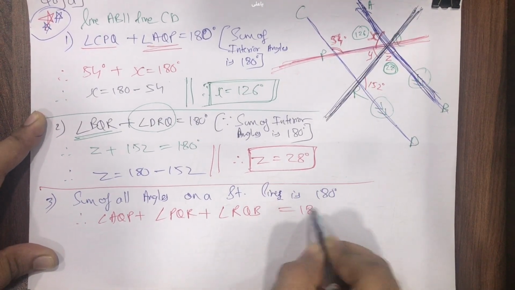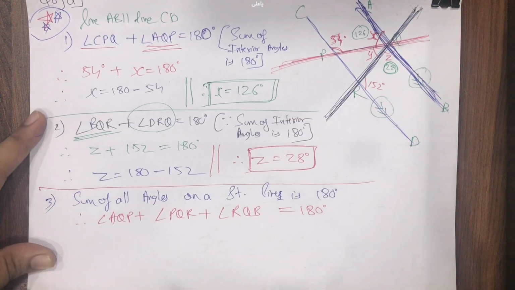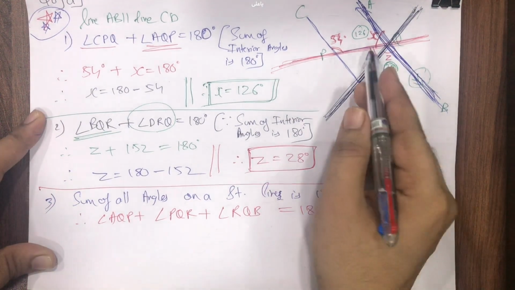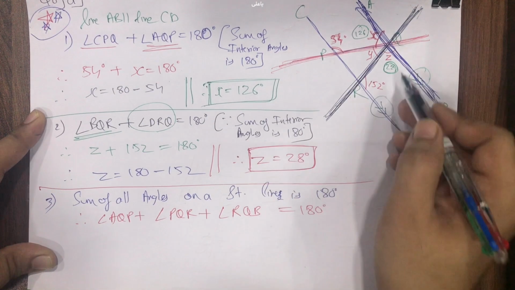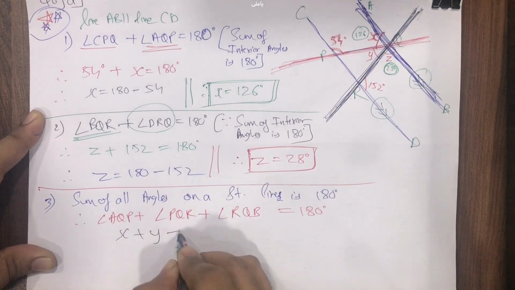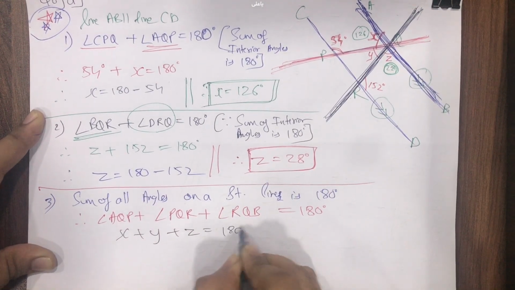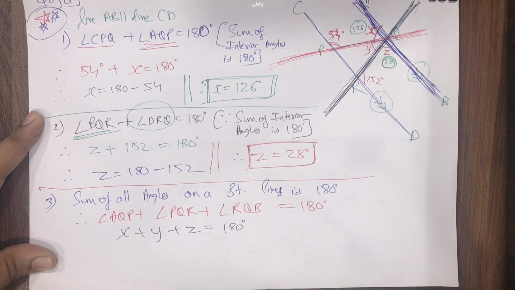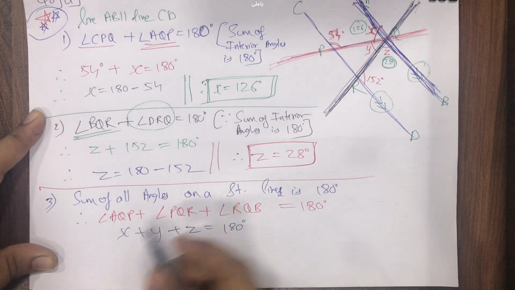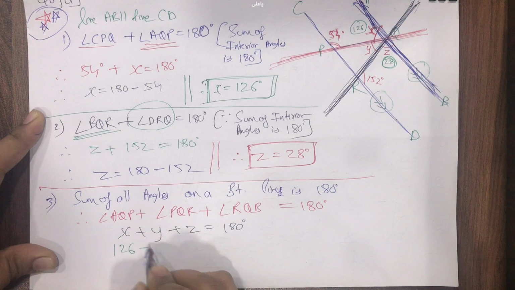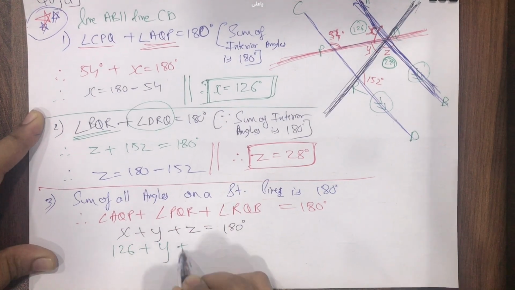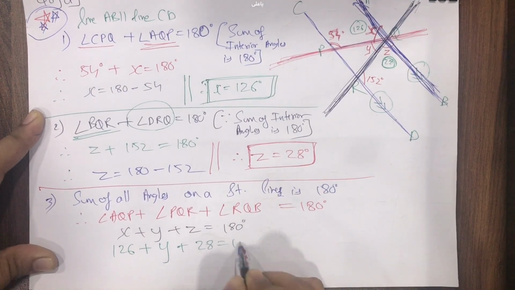RQB is equal to 180 degree. Okay, so what's the AQB? A is like x, this is like y, and this is like z. So x plus y plus z is equal to 180 degree. What's the value of x? X ka value is 126. What's the value of y? We don't know. Plus z, it's 28, is equal to 180 degree.